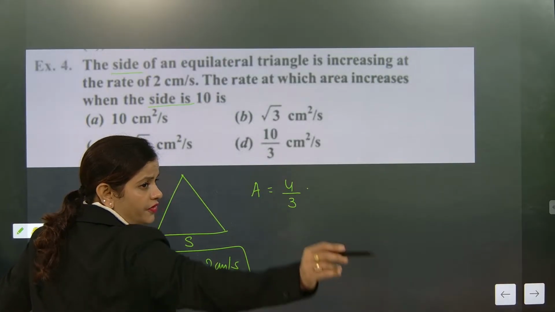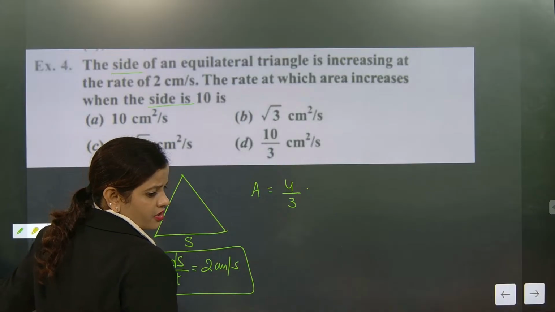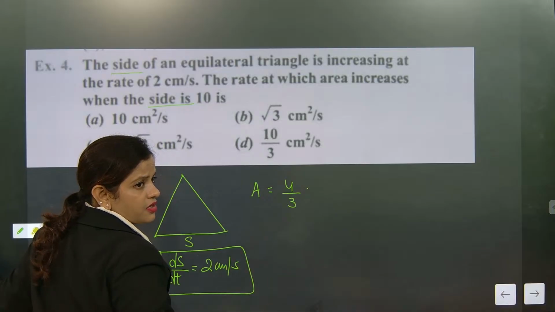What is the area of an equilateral triangle? Area of an equilateral triangle.